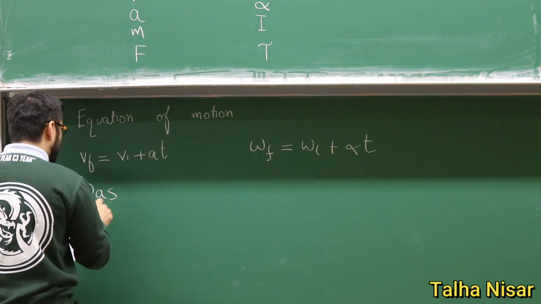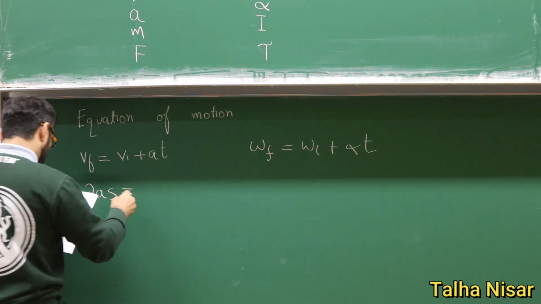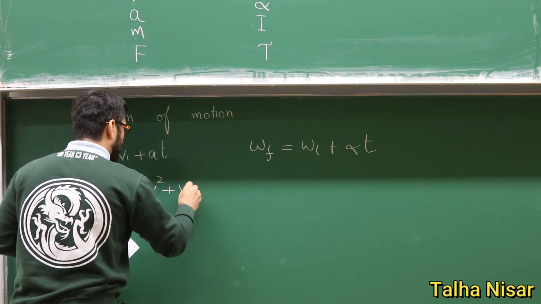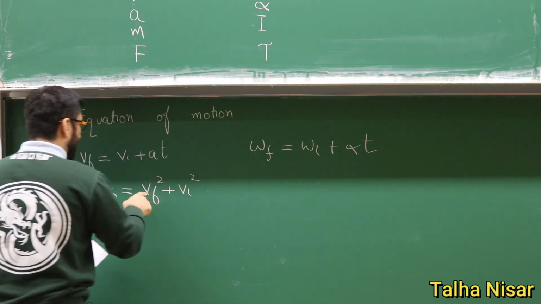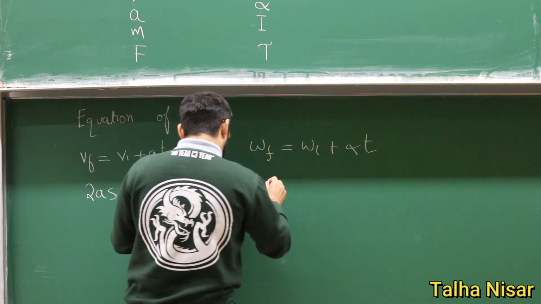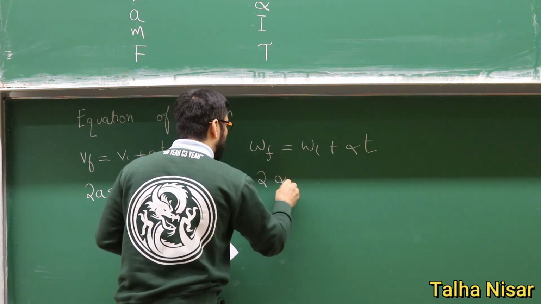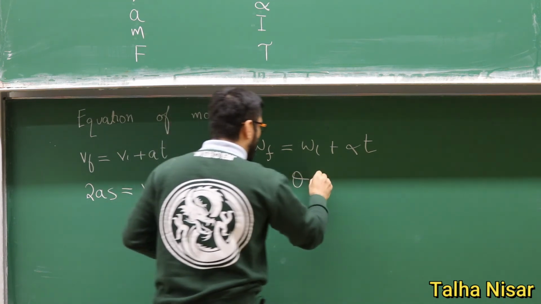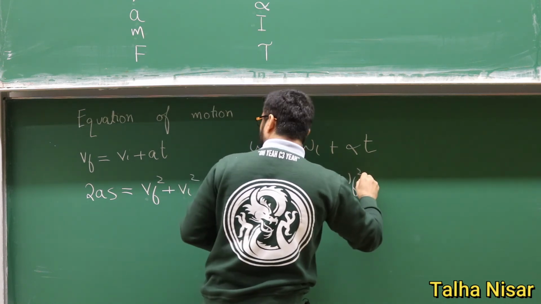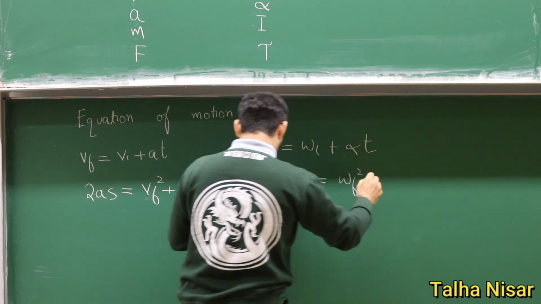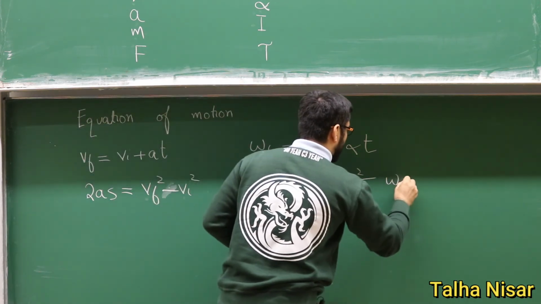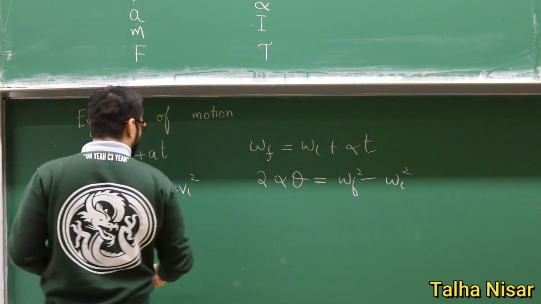Similarly, we have the 2as, which is equal to Vf squared minus Vi squared, the final velocity and the initial velocity. And for the angular, we have 2 alpha theta equal to omega f squared minus omega i squared. This is minus actually, here and here.